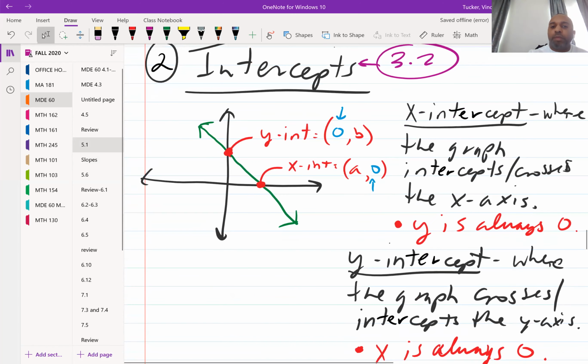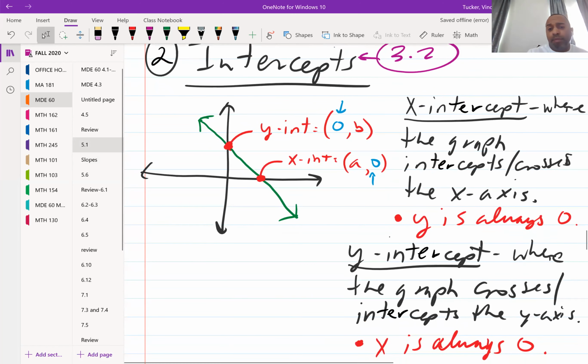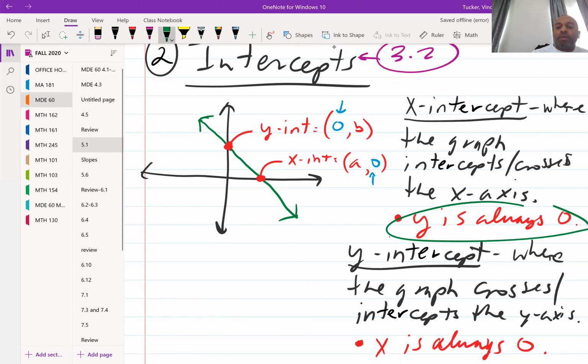I know I didn't put this up initially. I don't know if anybody wanted this. This is the background, just generalization, where your x-intercept, y-intercepts are. X-intercept is where the graph intercepts across the x-axis. That's why y is always 0. Your y-intercept is where the graph intercepts the y-axis. That's why x is always 0. So I know I didn't do that initially, but that's the background on your x-intercepts and y-intercept. That's why x is always 0 for y-intercept. That's why y is always 0 for your x-intercepts.